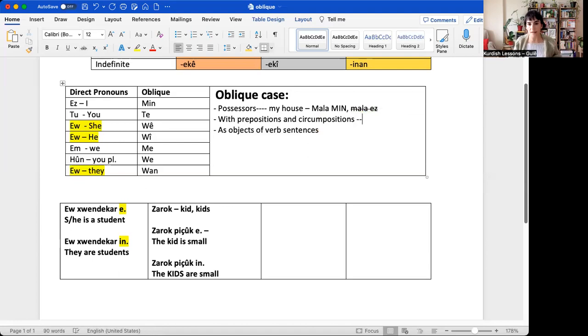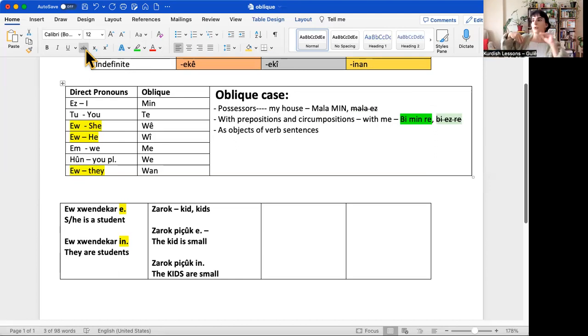What does it mean? When you say "with me," it is b'men re, okay? This b'men re is our oblique form. We never say b'azra. It is b'men re, b'tere, b'wire, b'were, b'khuha men re. So it should be in oblique. Noun should be in oblique form.